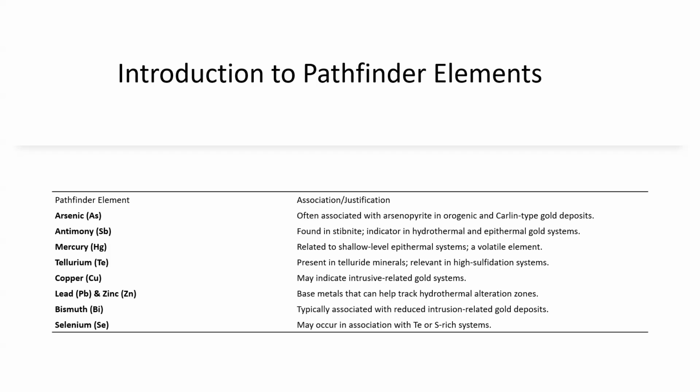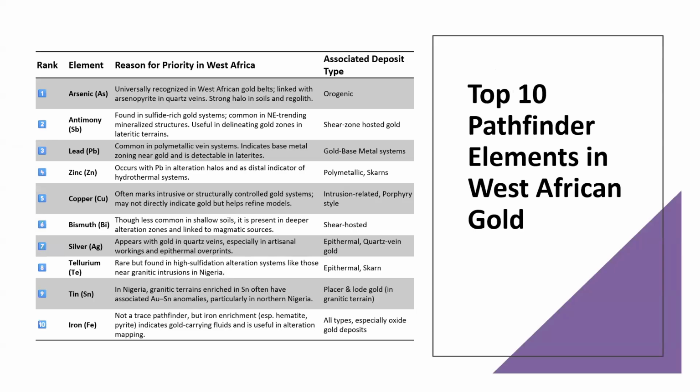Even lead and zinc are also pathfinder elements, definitely, because of the hydrothermal alteration zones. Bismuth and selenium are also there. But we are going to look at what, generally in different kinds of deposits we've seen around, especially in West Africa, is the major type that you actually see occurring. There are so many elements, but what are the priorities in terms of what you see.